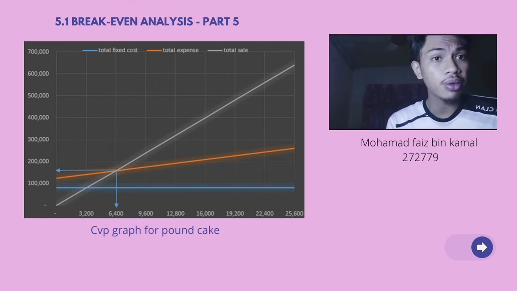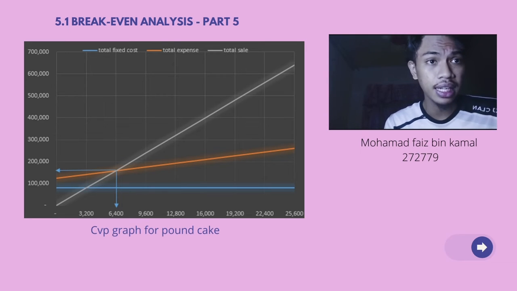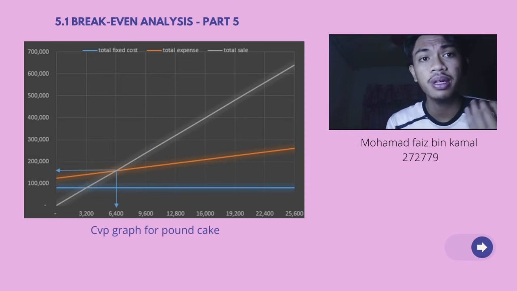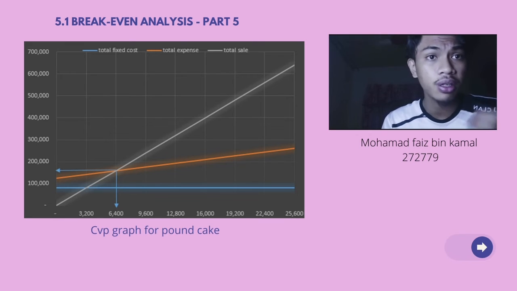For the pound cake, when the total sales, the grey line, and total cost, the orange line, intersect, we are able to determine the break-even point of 6,400 units sold, which is the revenue of RM160,000 that needs to be achieved in order to earn zero profit, covering all the fixed costs and variable costs.